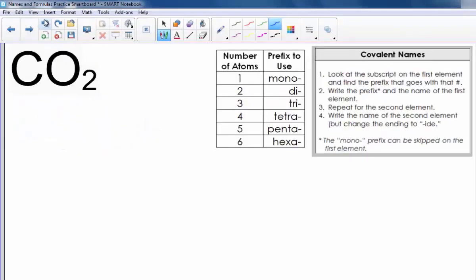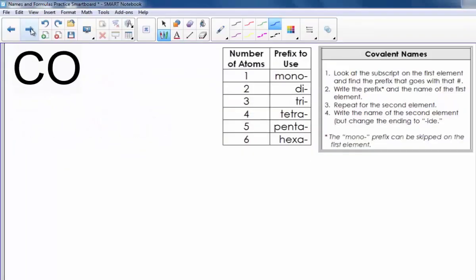For this compound, we've got carbon, and there's only 1 atom of it, but we don't write monocarbon. And just like the last example, we have 2 oxygen atoms, and so that's going to be dioxide. And this one's all done. So let's move on again.